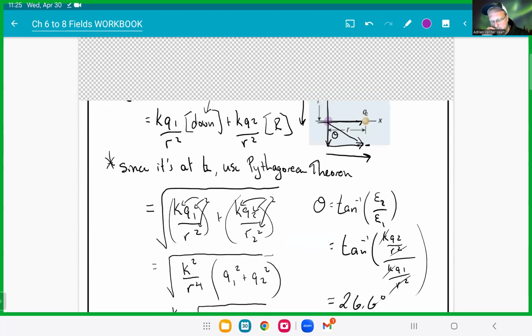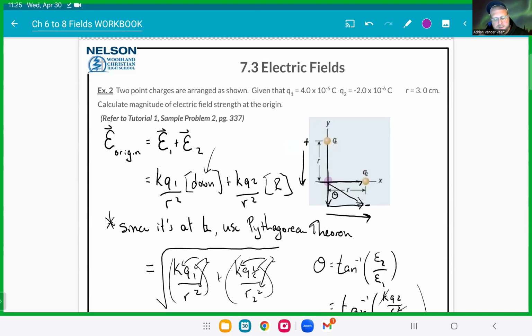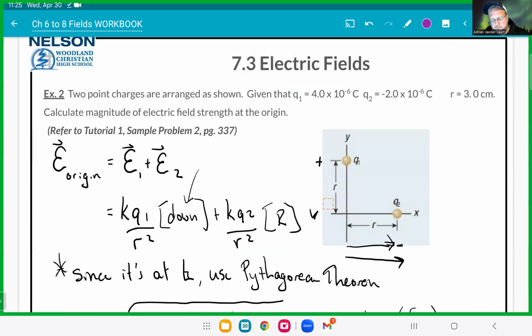Okay, for the next question, again, this one has a lot of symmetries, like we did from question 2 from 7.2. Two point charges are arranged as shown. Q1 has this charge and Q2 has that charge. What is the field strength at the origin? So what's the field strength at the origin?